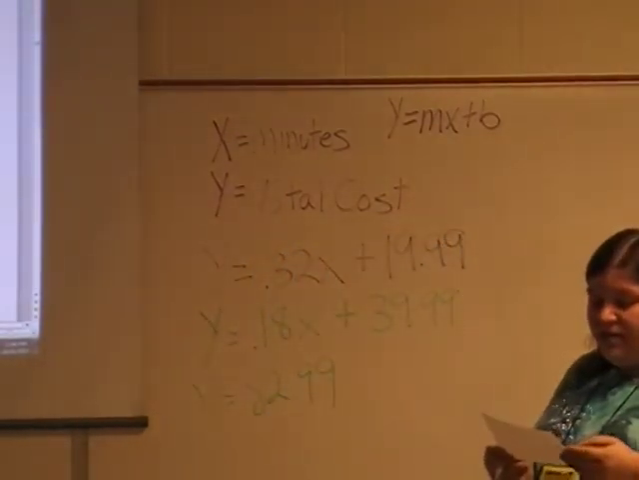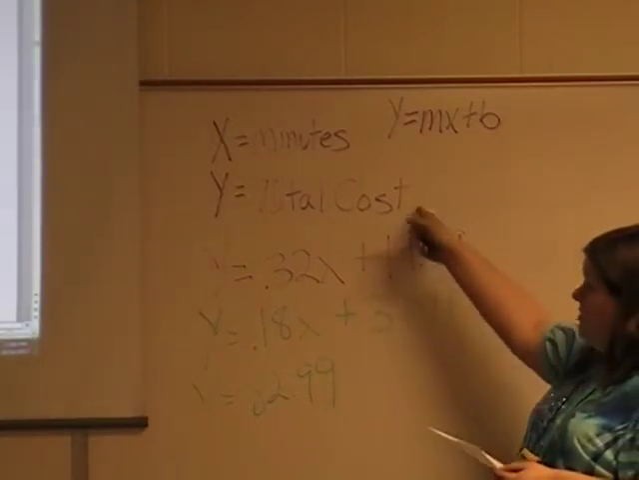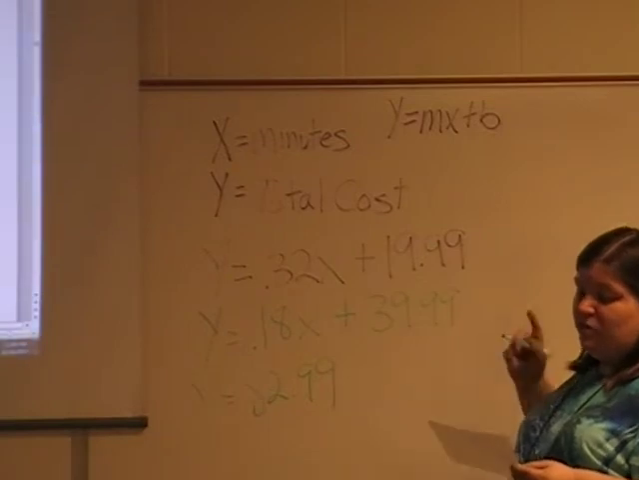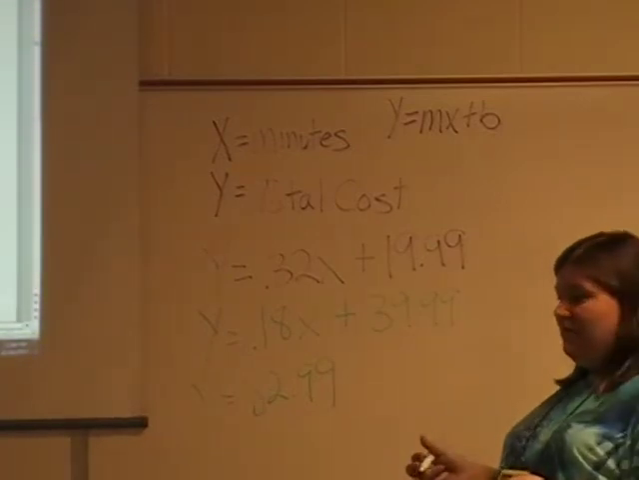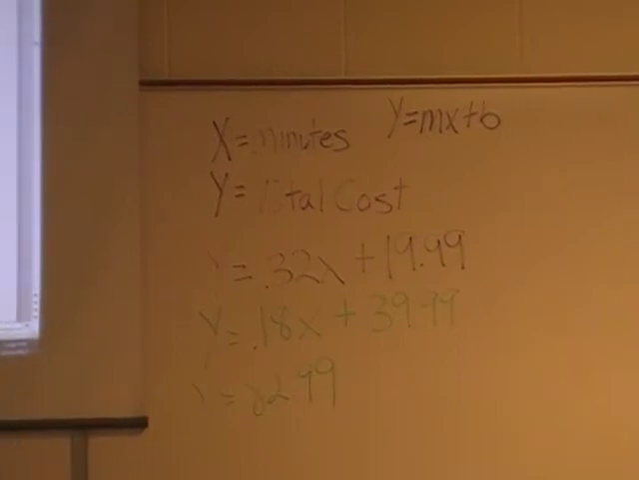So we've completed step 1 and step 2, defining our variables and writing an equation for each plan that represents the cost based on the number of minutes used. Step 3 says, using increments of 10 minutes, make a table that shows how much each plan costs.